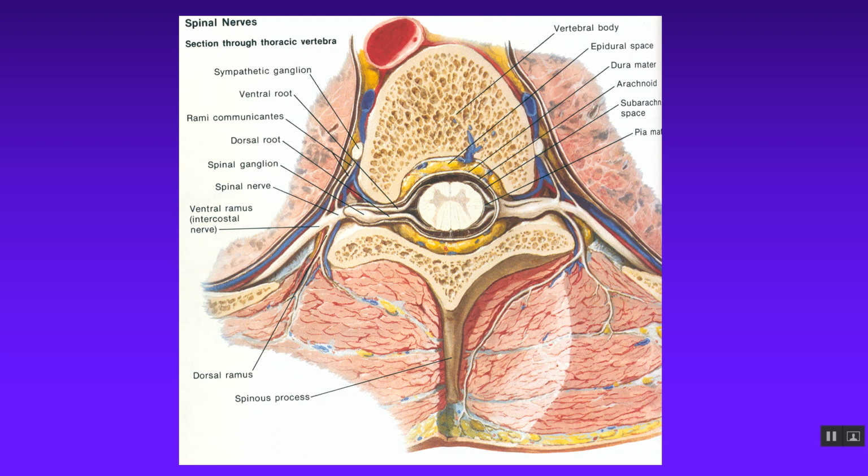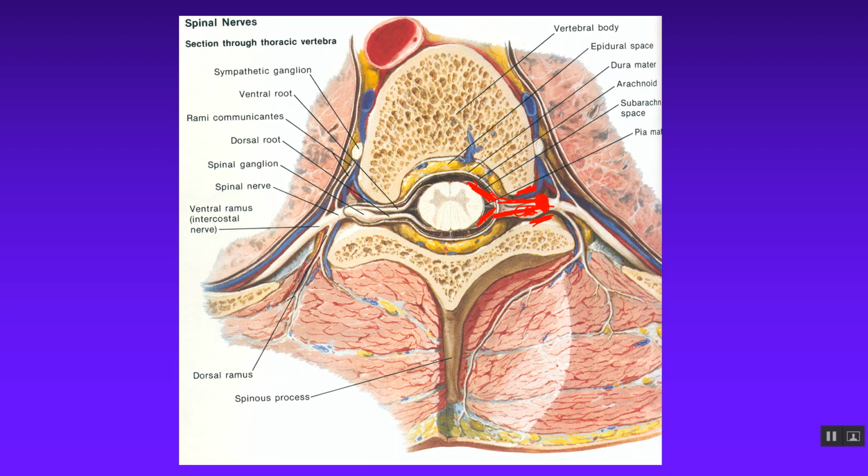You've got the rootlets right out here. Here's the roots and the rootlets. They come together to form, right here, the spinal nerve, right as it exits that intervertebral foramen, exits that area there. So there's your two roots coming together. Dorsal root ganglion is right back here.